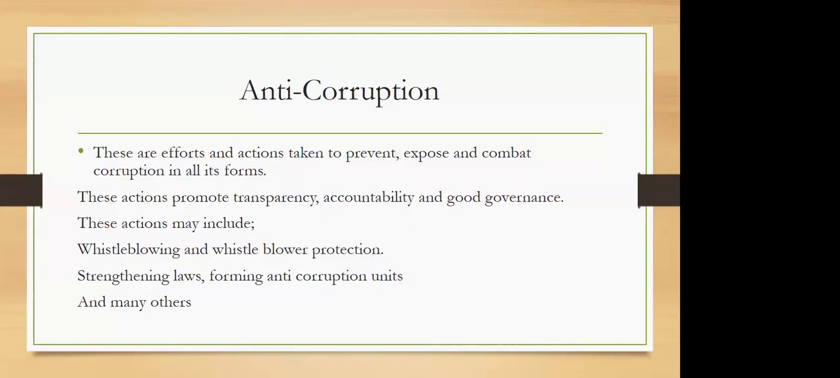So we have such acts like whistleblowing and whistleblower protection, strengthening laws, forming anti-corruption units, and very many others. I believe by this time, we now have the background on the information we need concerning corruption and anti-corruption. I'm very confident that now you know what anti-corruption means, what it does, how it is done, and its objective. So, Isaac, let's move to the next slide.